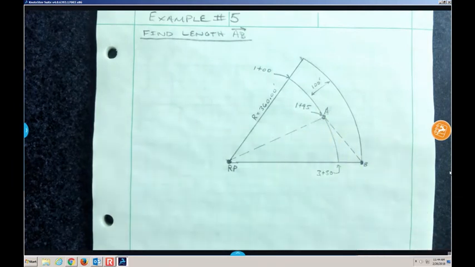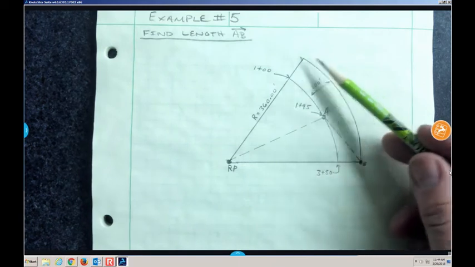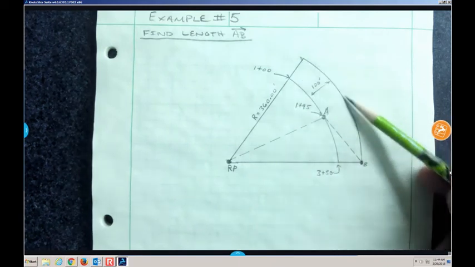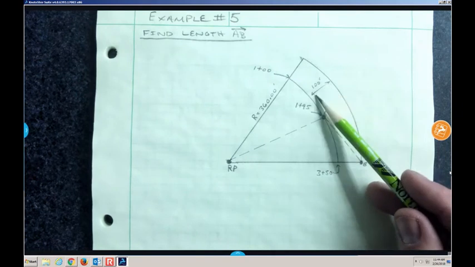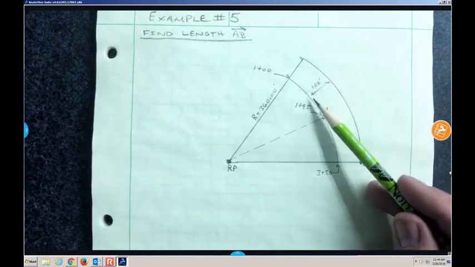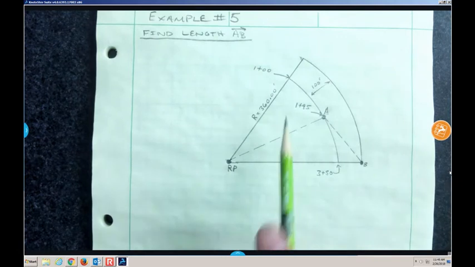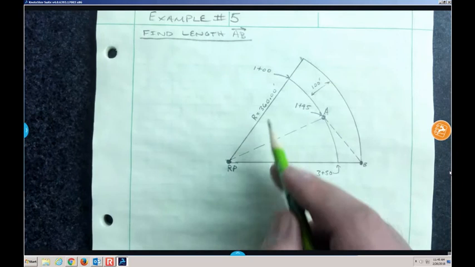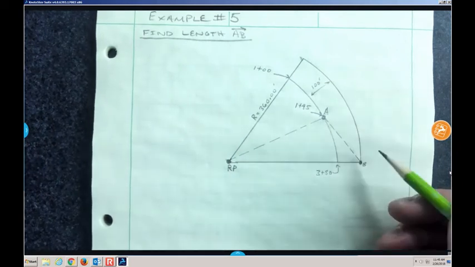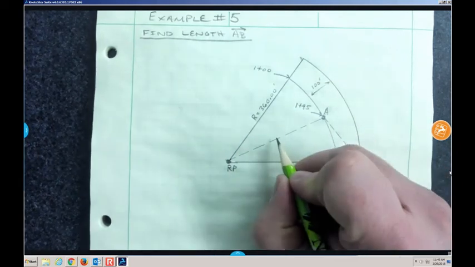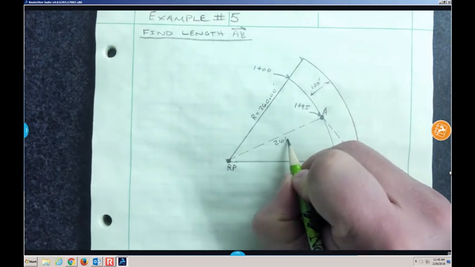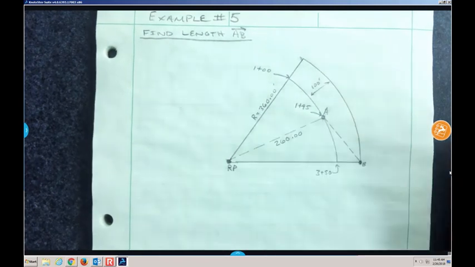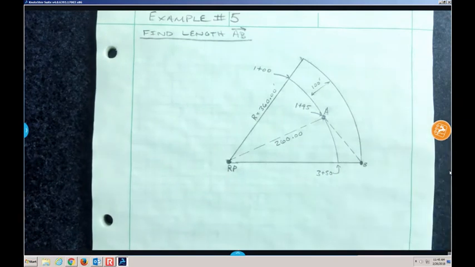Alright, so there's a few things we can figure out without doing much work at all. We know our radius is 360 of this outer curve. And they tell us that it's 100 feet from this right of way to this right of way. So my radius here then, from here to here, should be 360 minus 100, right? So this is 260 feet. We figured that one out pretty easily.